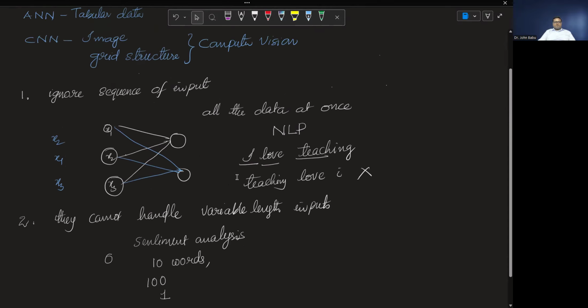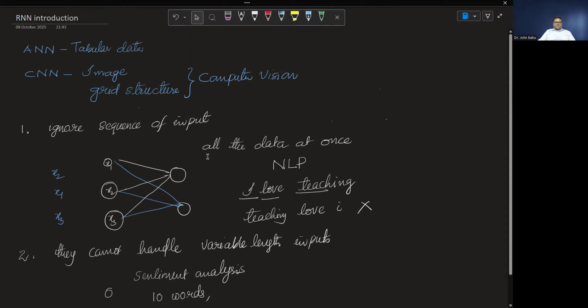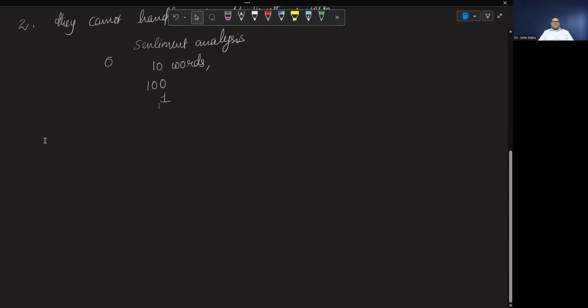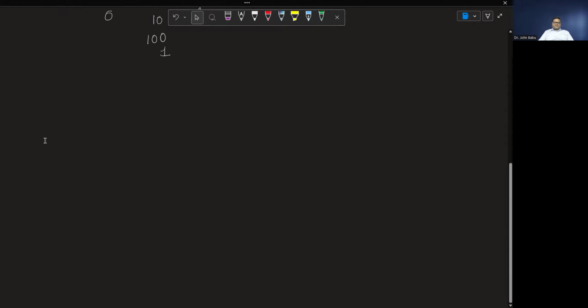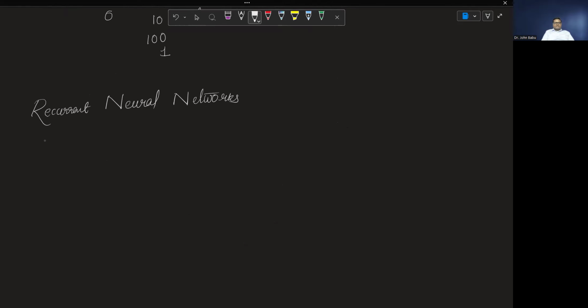So these two are the major problems with ANN and CNN. First problem, they don't consider the information present in the sequence. And second problem, they cannot handle variable length inputs. To address these two problems, we have RNN, recurrent neural networks. We'll see why that name has come as we discuss the structure of it.